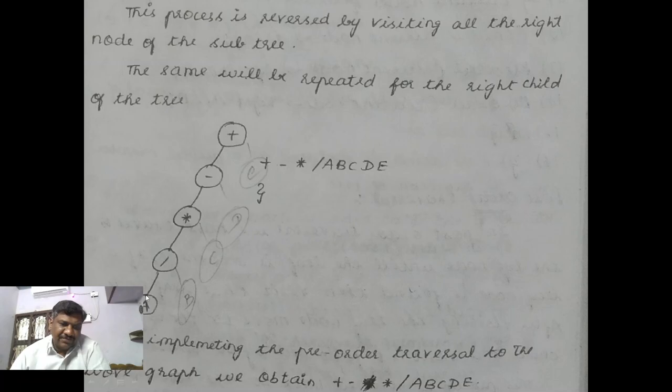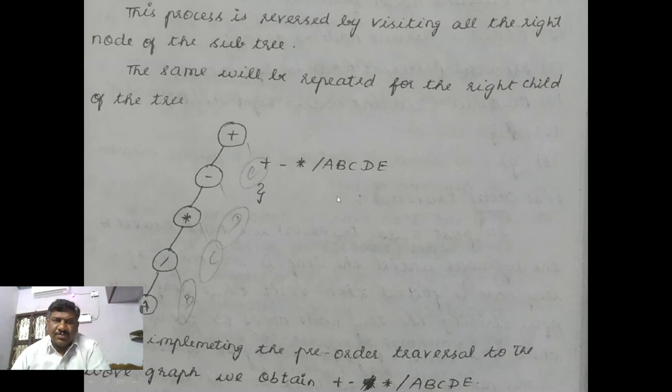After doing this, I have to come back by A. When I come back over here, then I have to move towards the right child. Here I got the right child, B. After going here, I cannot move further from B. So I have to come back to C. Here also I cannot move further, so I'll be coming back to D and coming back to C. So this is the process. First visiting plus, minus, asterisk, slash, A, B, C, D, E. So this is the process of visiting in a pre-order traversal.